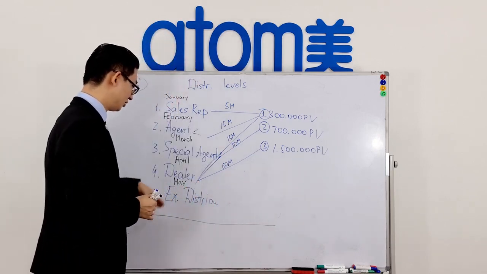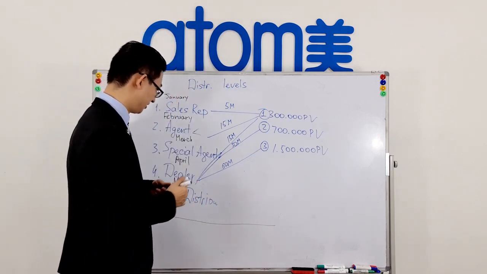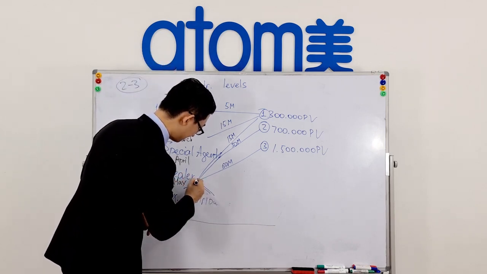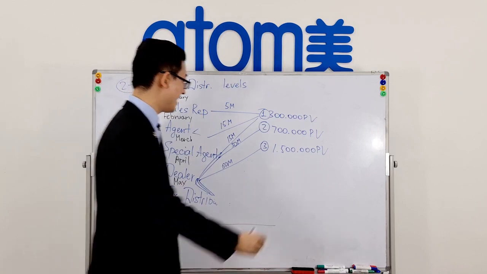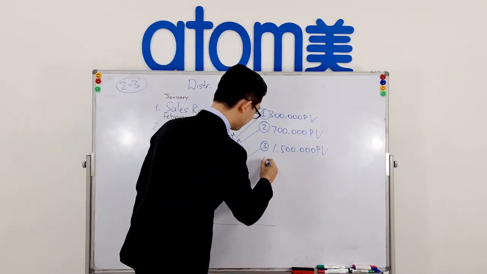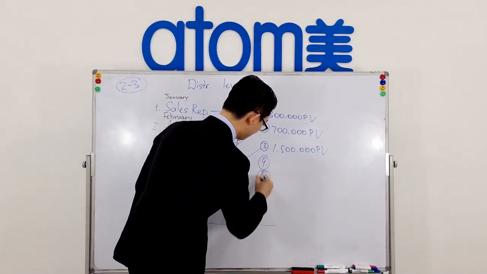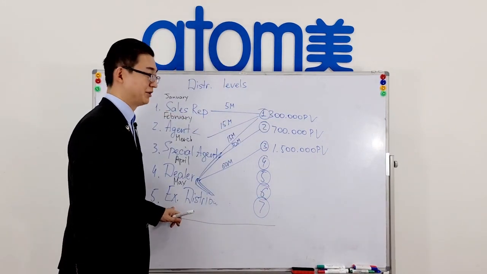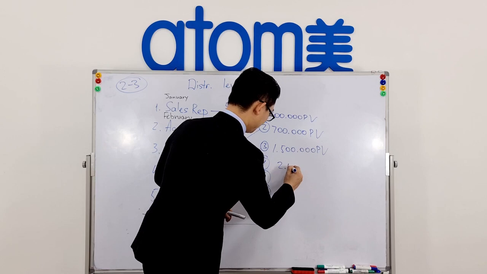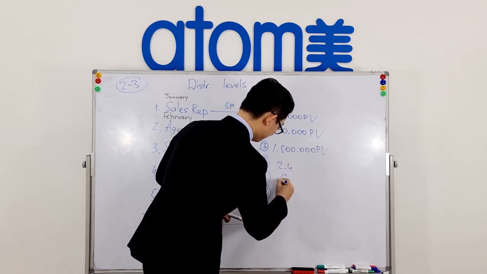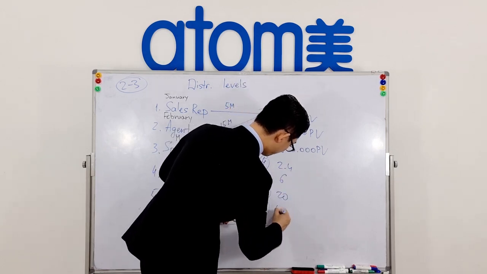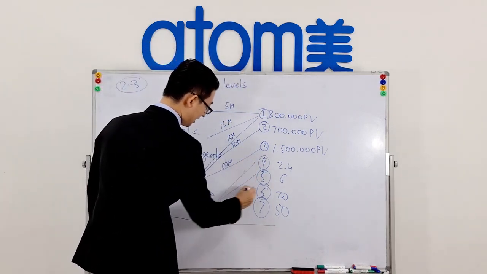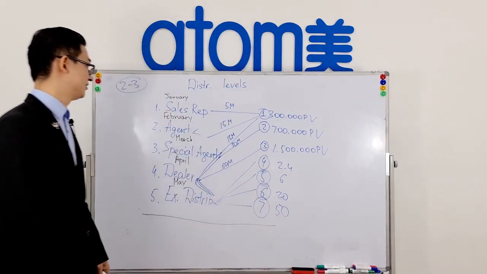So when you become executive distributor, you also receive access to these binary steps, level 1 to 3, and to all the other binary steps, 4, 5, 6, and 7. So executive distributor is best. Here it is 2.4 million, 6 million, 20 million, and 50 million PV. So all these binary steps are available only to executive distributor.